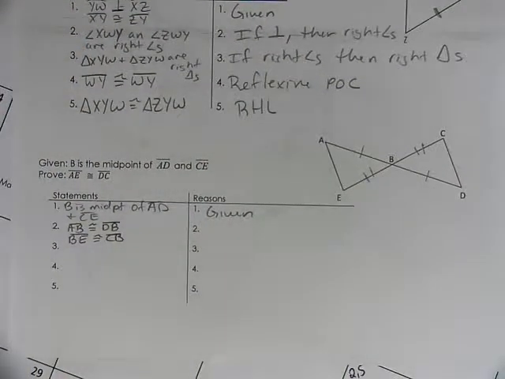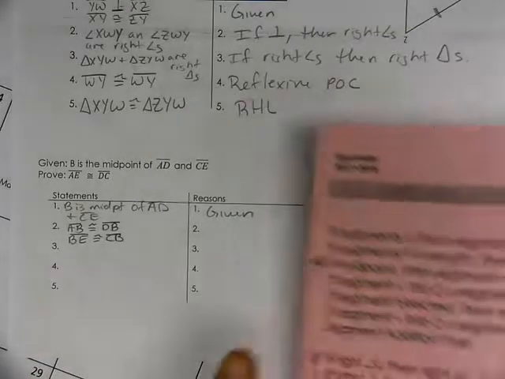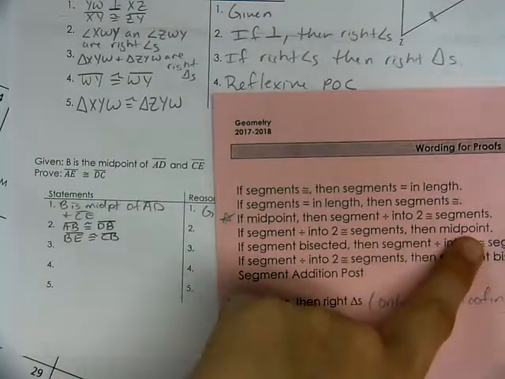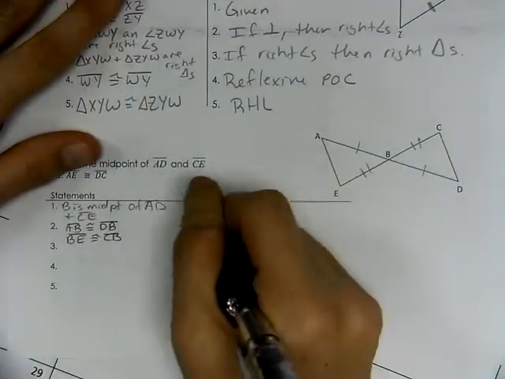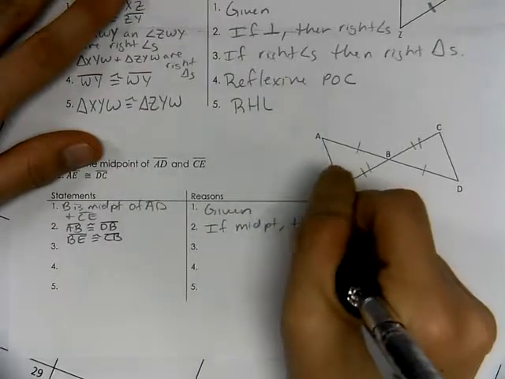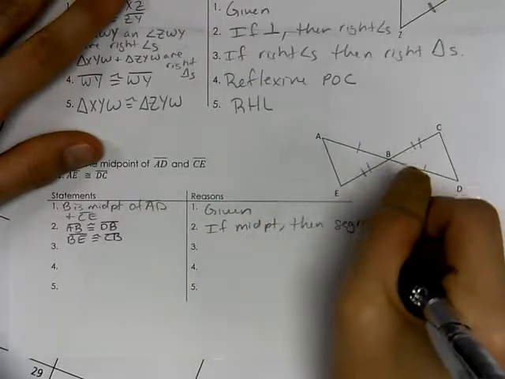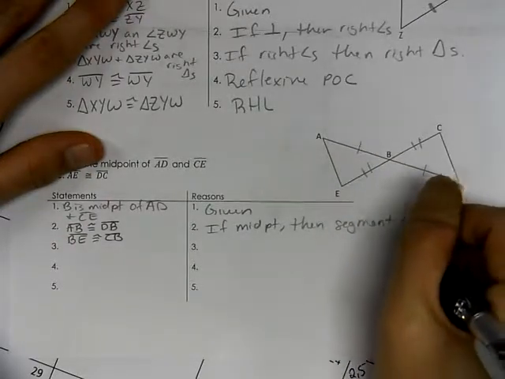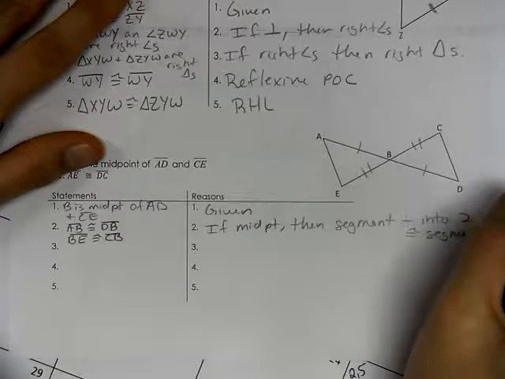If I want you to write two things in one step tomorrow, I will put two lines so that you know I want two things in that step. And that's the midpoint one. Remember the midpoint one? If midpoint, then segment divided into two congruent segments.